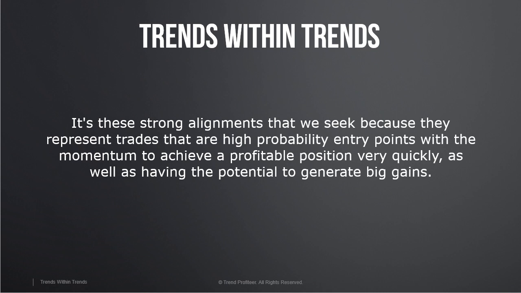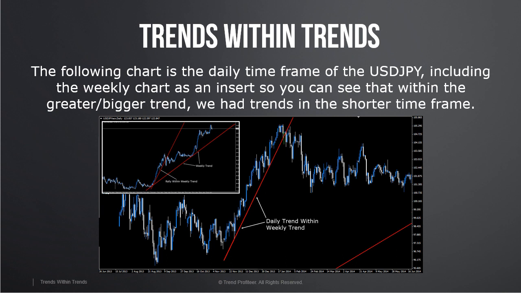potential for a much bigger reward because my trade is in alignment with, say, the daily and the weekly higher time frames, preferably both. The following chart is the daily time frame of the dollar yen, including the weekly chart as an insert. So you can see that within the greater, bigger trend, we had trends in the shorter time frame. So here's the weekly chart insert that we looked at in the trends lesson. And this here is what we're seeing on the daily charts. And right here we can see the original trend line, which is this one over here, of the weekly.